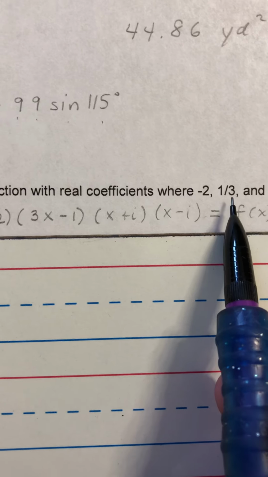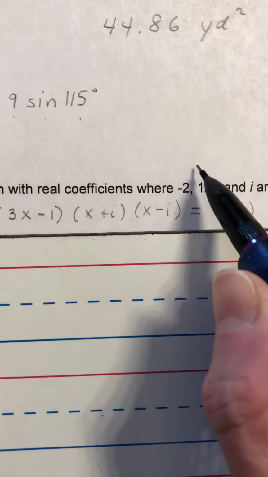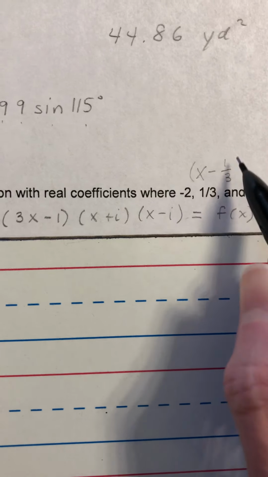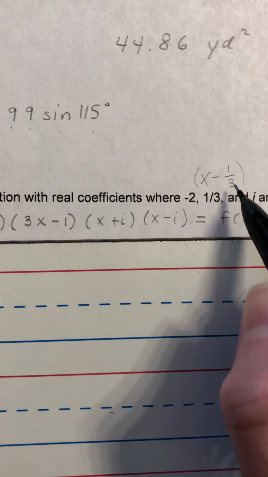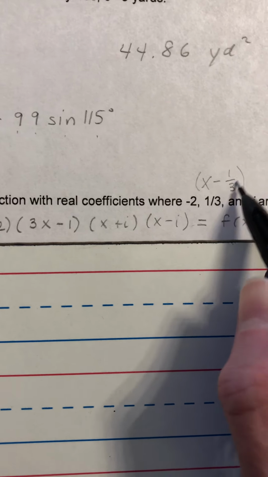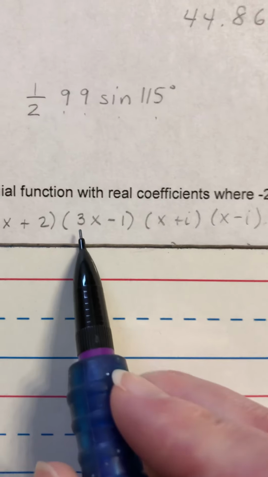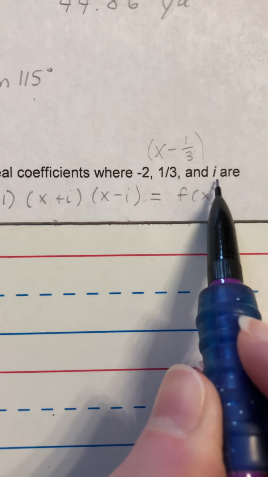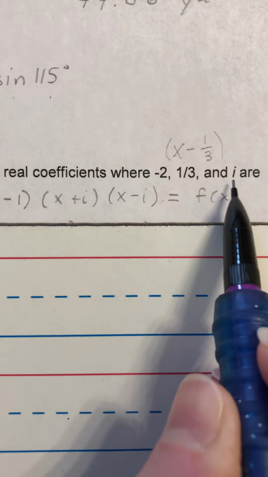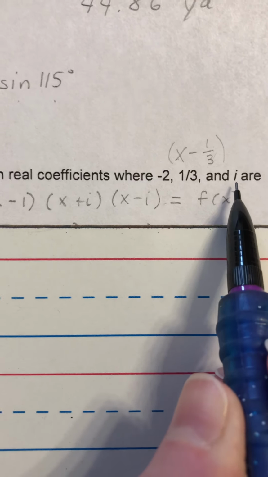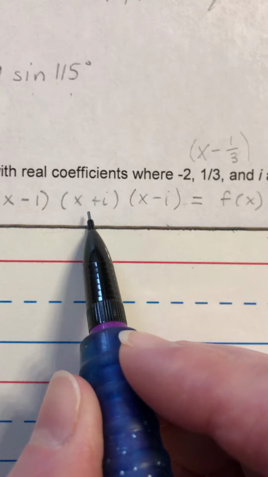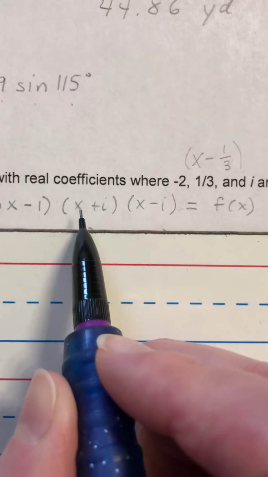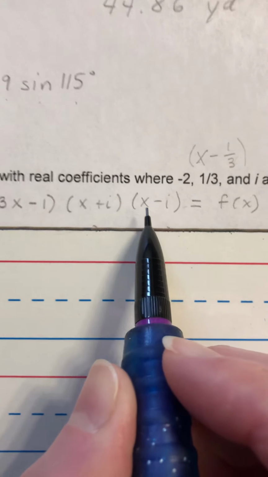If 1/3 is a solution, then x minus 1/3 would be a factor, but I don't like to work with fractions, so I'm going to clear the fraction by multiplying by 3, which will clear the 3 here and give us 3x. That's where I'm getting 3x minus 1. Now, if i is a zero, remember there was a rule that i doesn't ever occur alone. It always occurs with -i. So that gives me 2 more factors, x plus i, x minus i. So this would have -i as a zero. This would have +i as a zero.